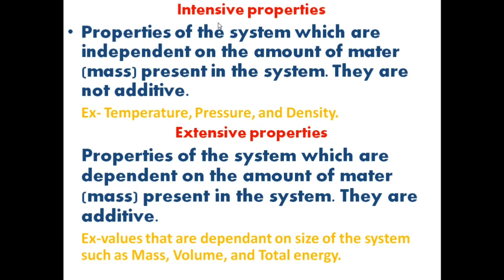The properties which are dependent on the amount of matter or mass present in the system. These properties are mass, volume, total energy. All these properties are extensive properties. These properties are additive. Additive means if you have taken 5 ml of water in one glass and 5 ml of water in another glass, if you mix both, then total volume becomes 10 ml. So these properties are additive properties.